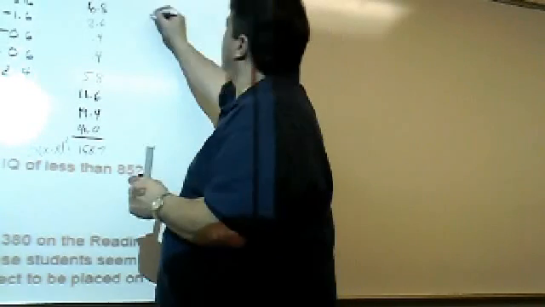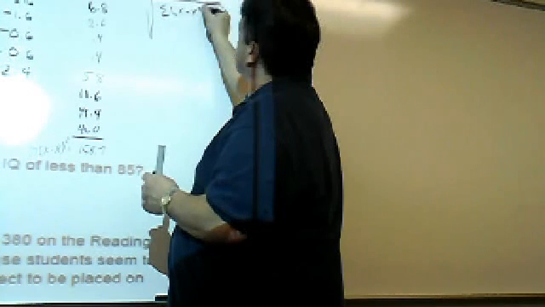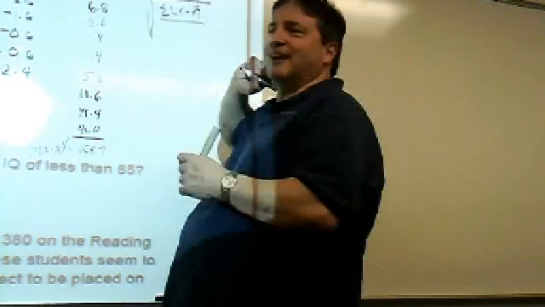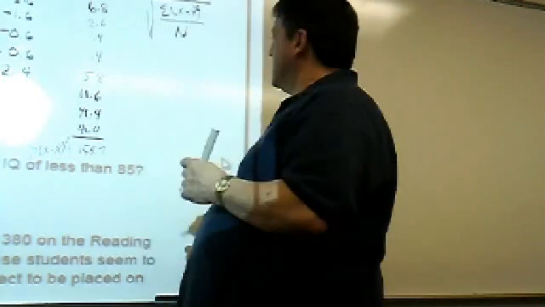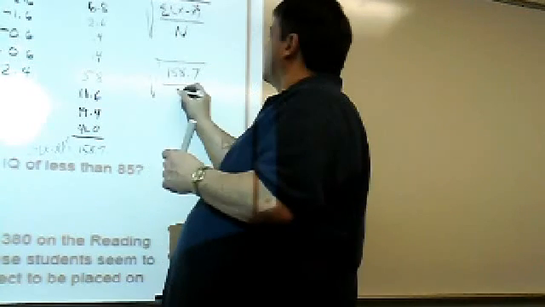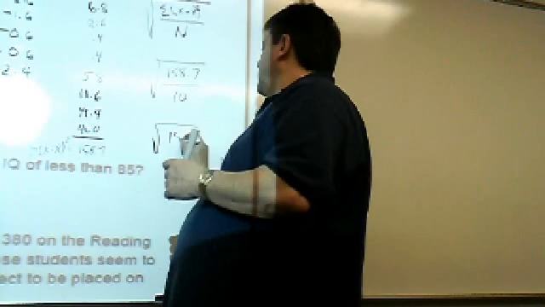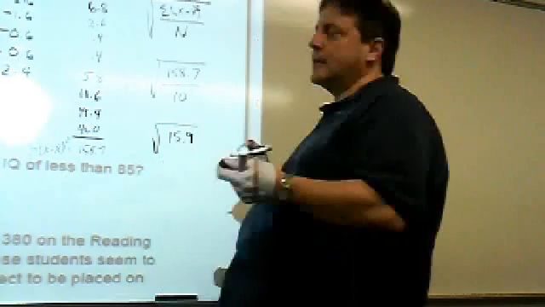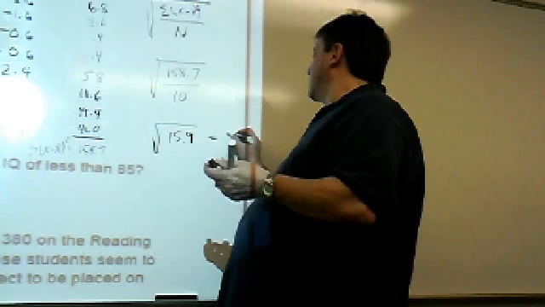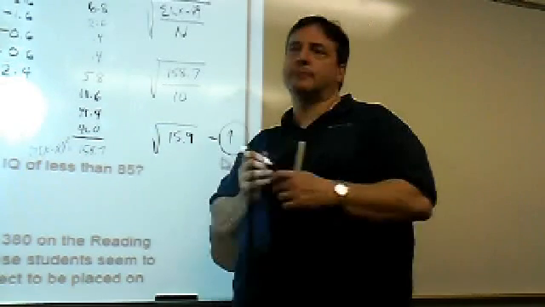What was the final formula? It was the square root of the sum of the deviations squared, all over, is it n or n minus 1? N. So we have the square root of 158.7 divided by 10. We get the square root of 15.9, and that's just shy of 16. So it's going to be about 4, right? So we got a standard deviation of approximately 4.